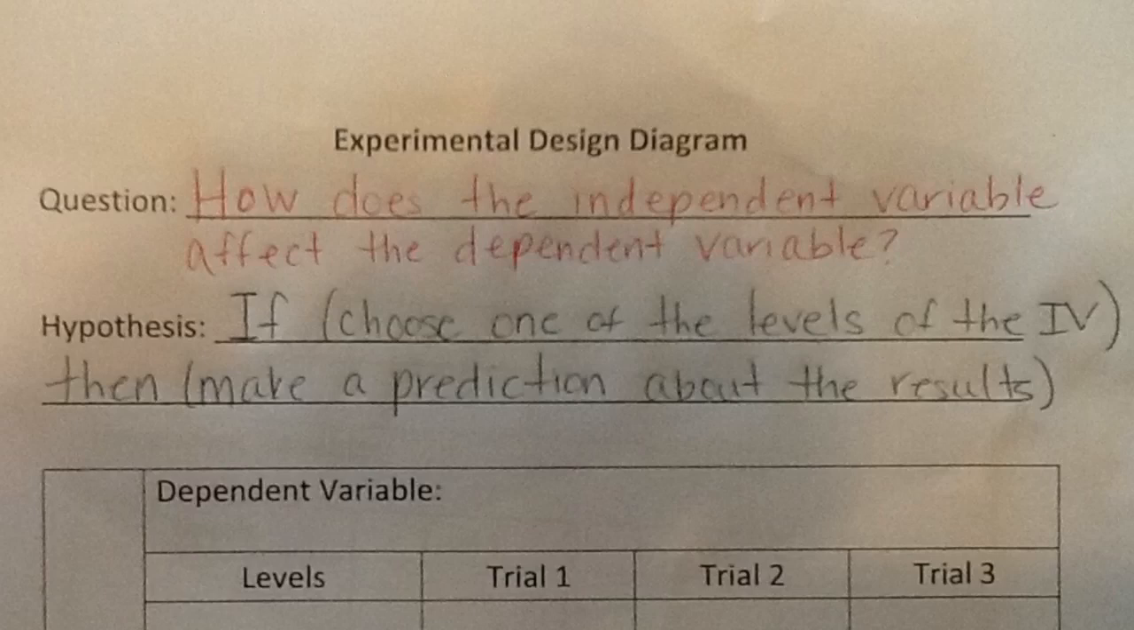The second part of the experimental design diagram is the hypothesis. The hypothesis is where you make a prediction or educated guess about the results of the experiment you're about to perform. It should always be written as an if-then statement. The if part of the hypothesis is where you choose one of the levels of the independent variable to make a prediction on. Your then part of the statement is the prediction that you're making about your results.